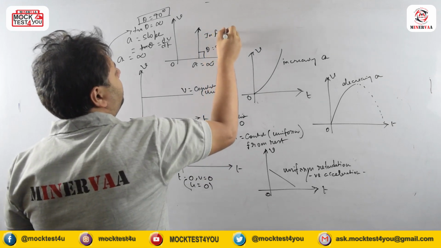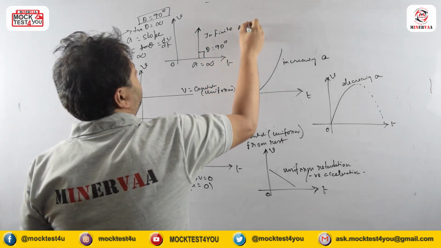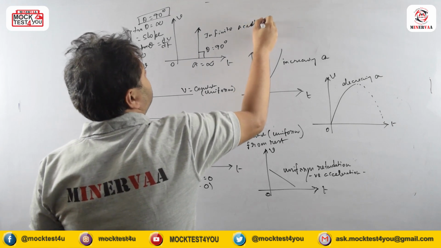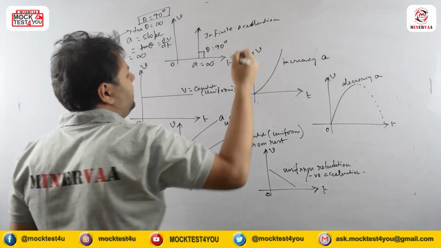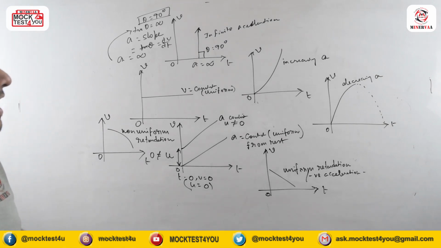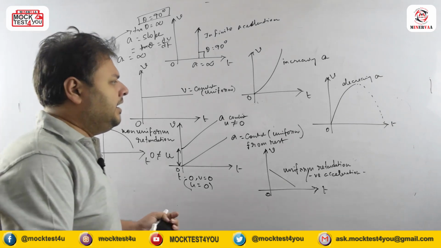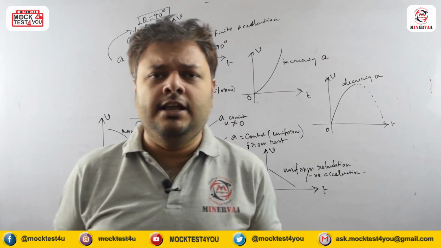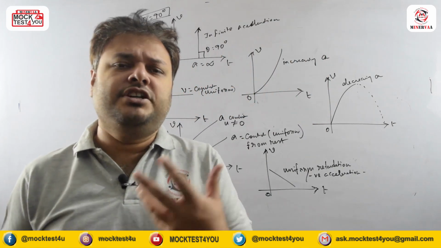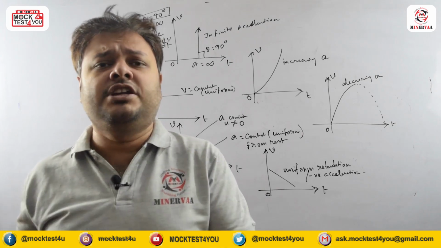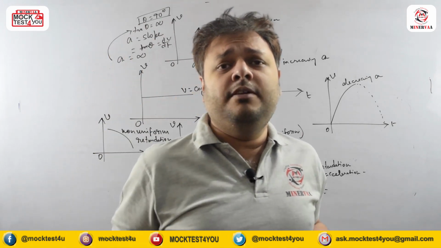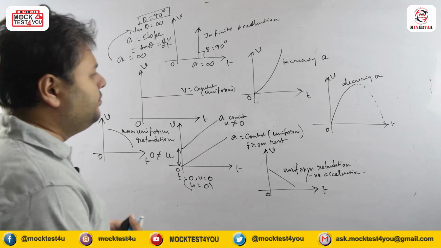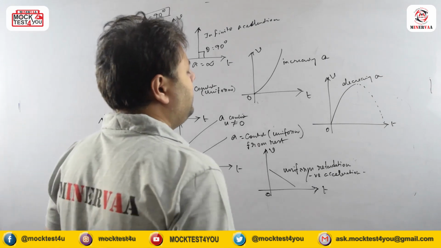So this kind of graph you can draw for infinite acceleration actually. So these are the different formats of the graph we can obtain from the velocity time graph nature for a moving particle which is moving with acceleration, retardation, variable acceleration, constant acceleration, whatever be the nature of the path, we can do it like this.